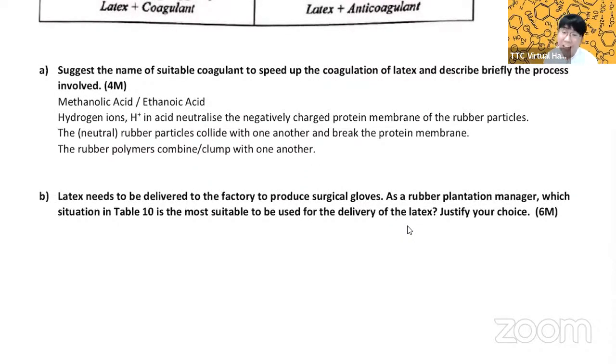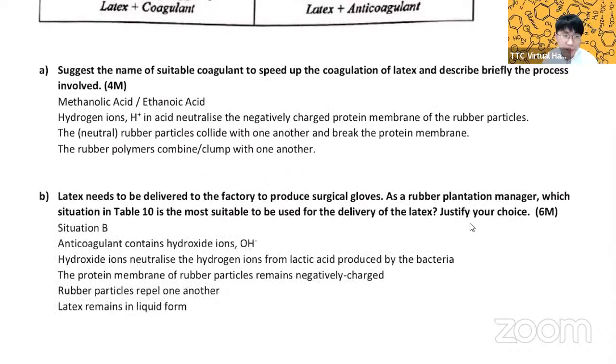So I should add the anticoagulant. So I should actually do situation B. Justify your choice, because I wanted to keep it as liquid. So when you go to the factory, it can be used to turn into the elastic surgical glove. If it's solid, it's not elastic anymore.